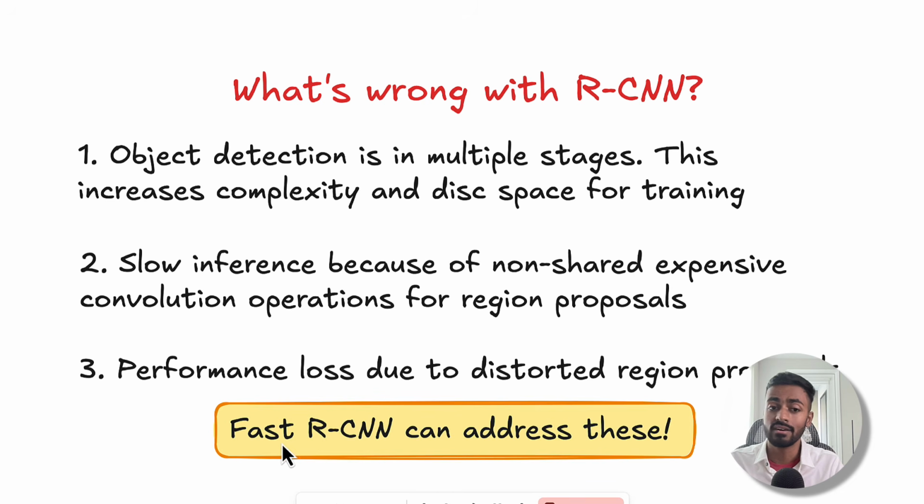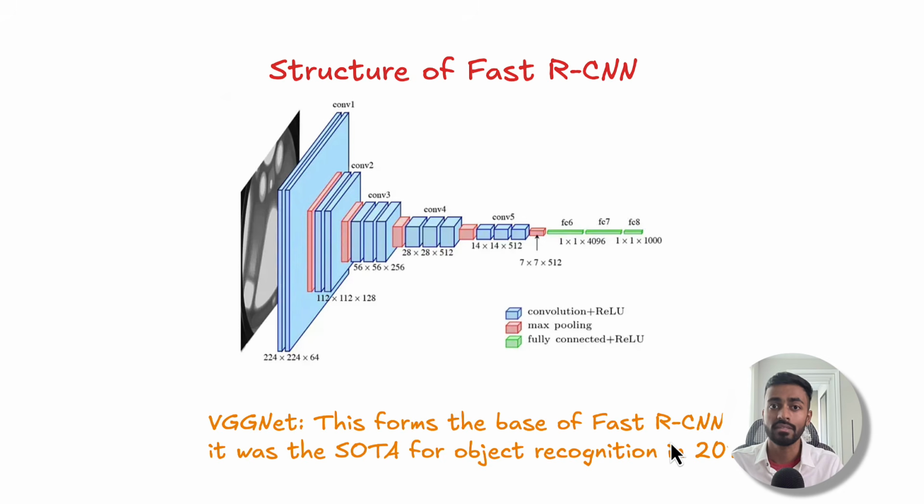And Fast RCNN now can help address these. So let's see how, by starting with its structure. Essentially, the structure of Fast RCNN uses VGGNet as its base. The reason for this is that by the time this research was rolling around in 2014, 2015, VGGNet was the state of the art for object recognition in 2015.